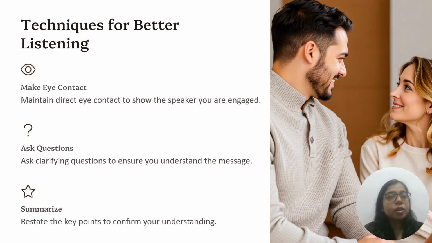Next is ask questions. Ask clarifying questions to ensure you understand the message. Now what happens in class also, again and again at the end of the lecture, the teacher asks, if you have any problem you can ask, do you have any problem, please ask. But nobody asks. Why? Because they are not listening actively.